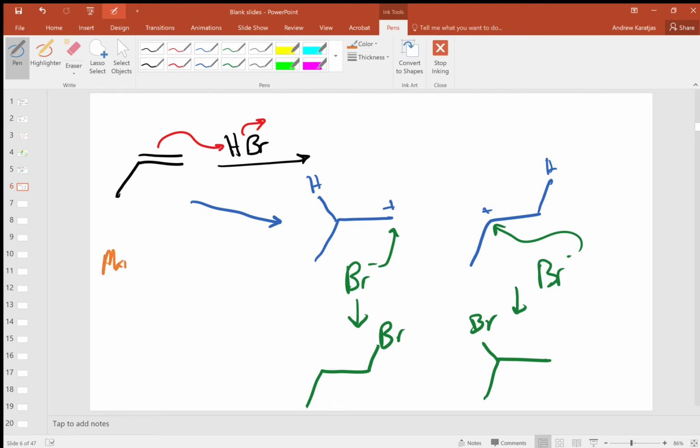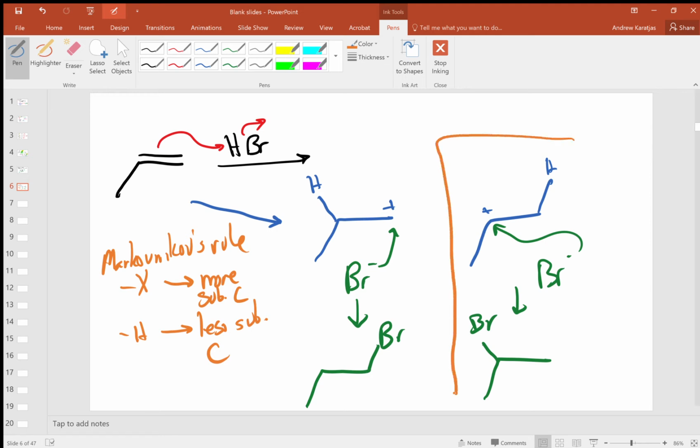Recall that Markovnikov's rule says that in an addition reaction to alkenes, the X group, which in this case is the halogen, will go to the more substituted carbon, and the hydrogen goes to the less substituted carbon. And so for this reaction, we would expect that as drawn over here on the right gives us our preferred product.